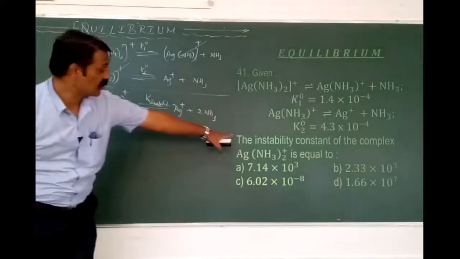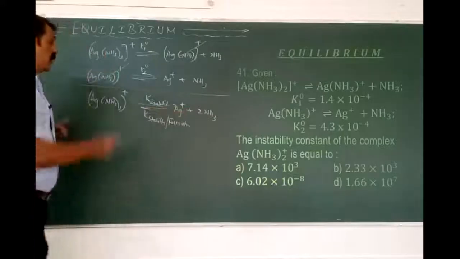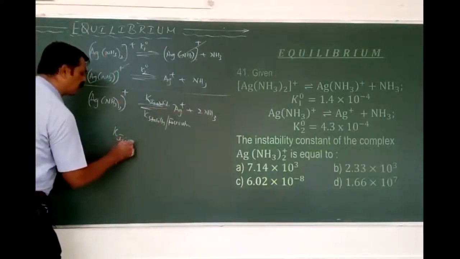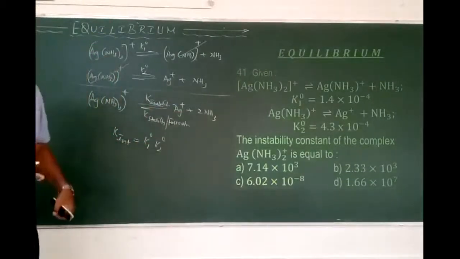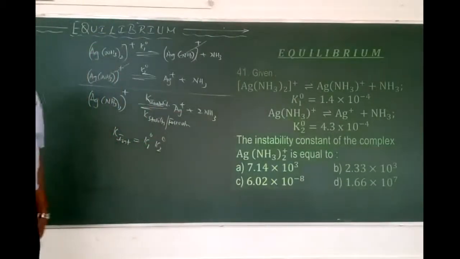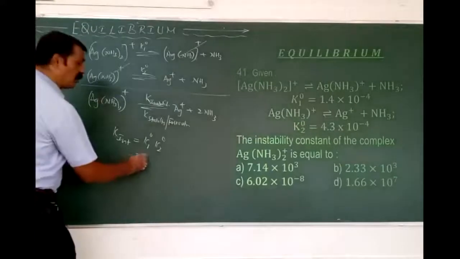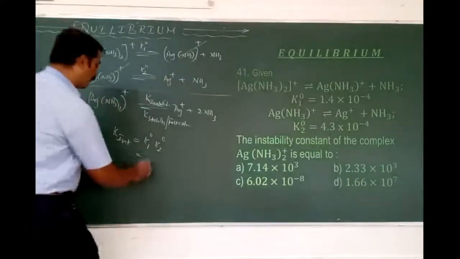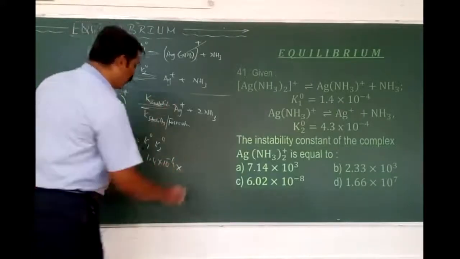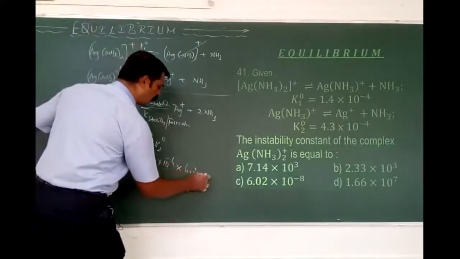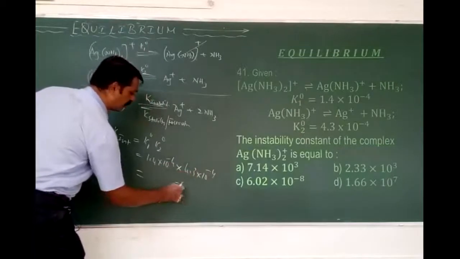But here he has mentioned the instability constant. So here K instability, we know that it is equal to K1 naught into K2 naught. Why? Because when we add the steps, the overall constant is the product of the individual steps. What is K1 naught? 1.4 into 10 to the power of minus 4, into 4.3 into 10 to the power of minus 4.